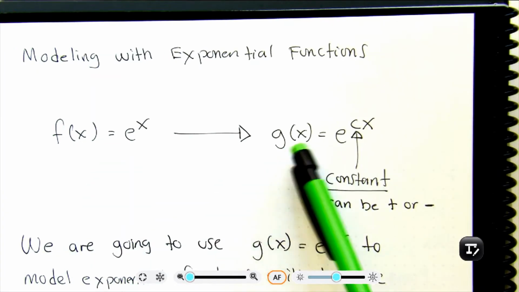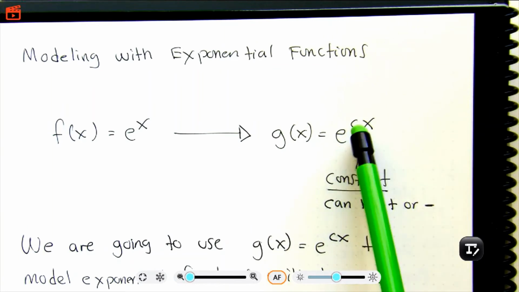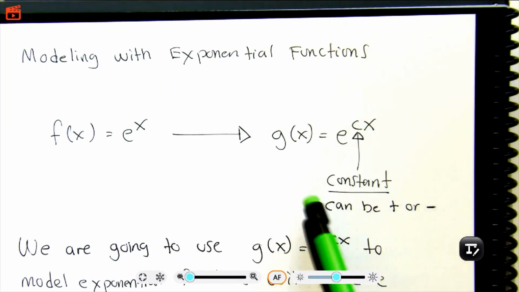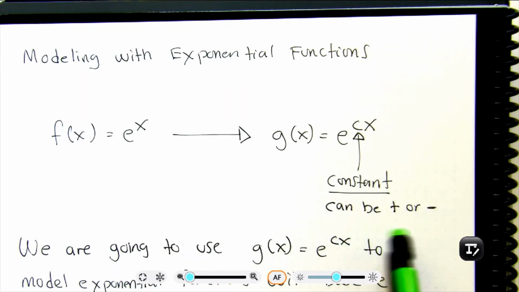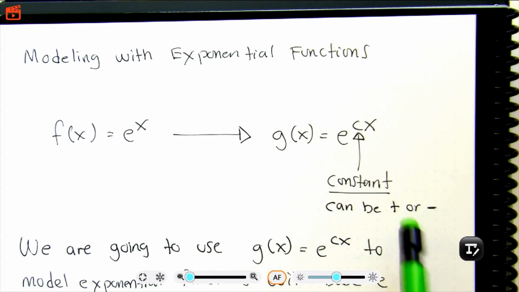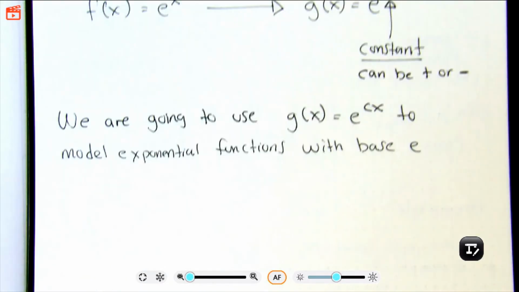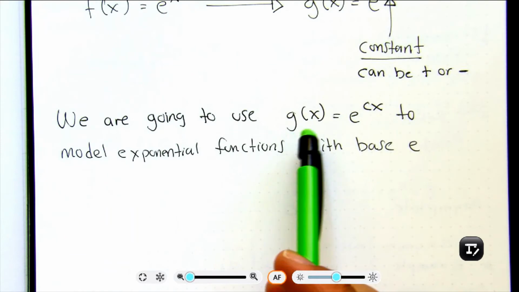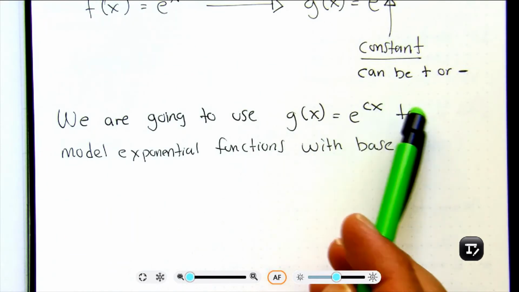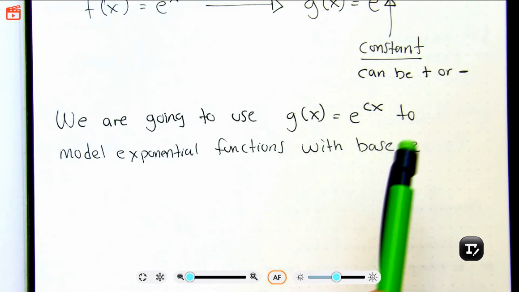Now, c is a constant. That's a number that could be positive or negative depending on what the problem is. So we are going to be using g of x equals e to the cx to model exponentials with base e. So let me walk you through the first word problem example.